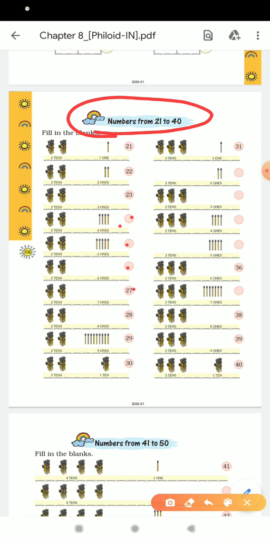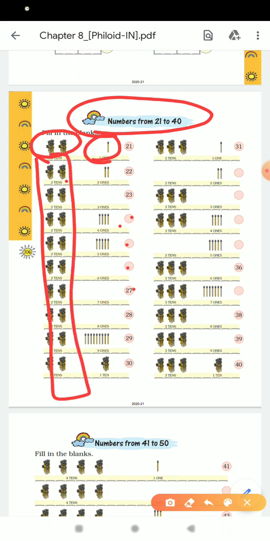Now if you see 21, 2 bundles are there and 1 matchstick is there, so it becomes 21. Then 22, 2 bundles, the bundles are the same in the first line, only this number is changing. First 1 matchstick came, then 2 came. Now we have to make 3. Then 4 matchsticks, 5, now 6, 1 2 3 4 5 6, then 7, 1 2 3 4 5 6 7, then 8, 1 2 3 4 5 6 7 8.